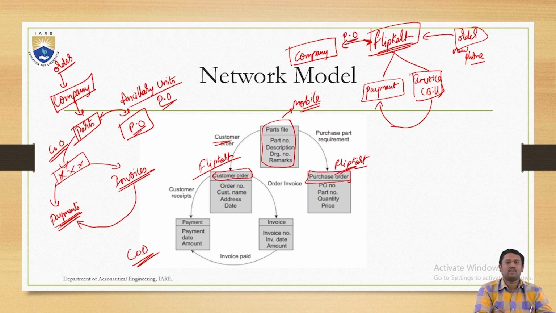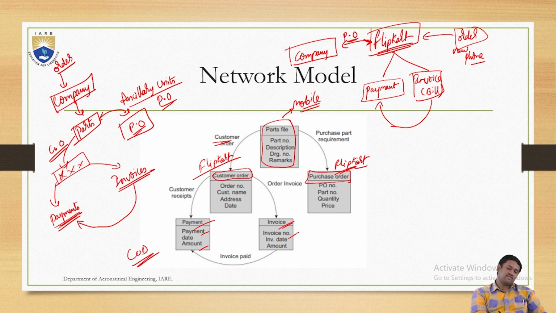Next, what does the customer order include? What is the order number? What is the customer address? What are the delivery dates? Everything related to your orders. Next, whatever with respect to payments, what is the payment date? What is the amount? What is the transaction number? Everything. What is the bank through which it has happened? All the details that will be enclosed within the payment tab.